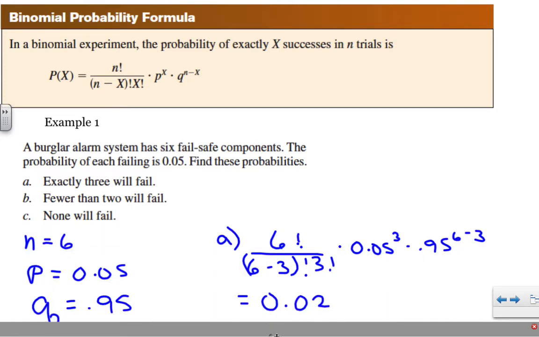So first of all, we're going to write down the values that we need. Our n value is 6. Our p value is 0.05. Our q value is 1 minus 0.05, which is 0.95. And then we plug into the formula.